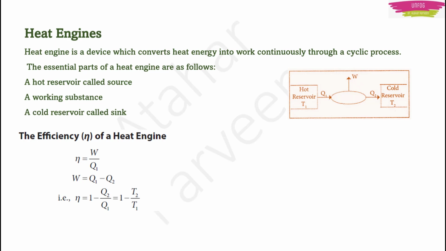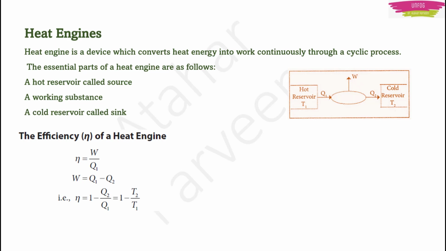Okay, the input heat which you are giving is in the denominator. The work done is in the numerator. That eta, the efficiency will be equal to W upon Q1. Now what is the work done? We say that the heat energy Q1 is taken and it is utilized to do some work, and the remaining heat energy is given to the cold reservoir, right? So the work done will be equal to Q1 minus Q2.